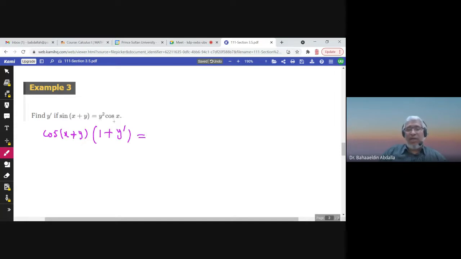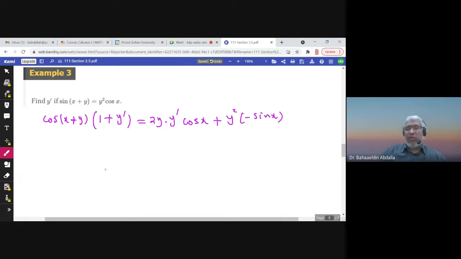Now in the right hand side, I have a product. The derivative of y squared is 2y, and remember that y is a function of x, so using the chain rule, I need to multiply by y prime. This is the derivative of y squared, times cosine of x plus y, plus y squared times the derivative of cosine of x plus y, which is negative sine of x plus y. If you want to say times x prime, dx by dx, it is 1.